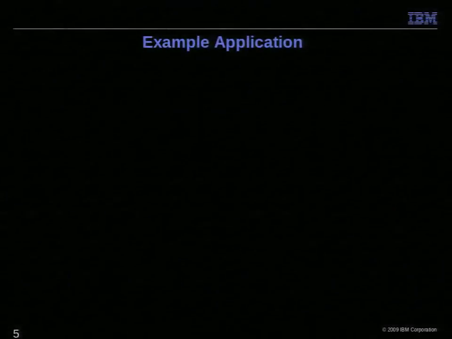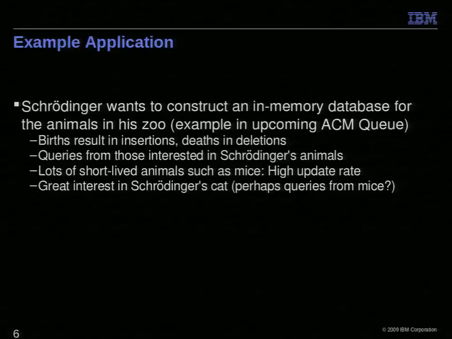So let's take a look at an example application. What we're going to do here is look at Schrödinger's zoo. He's got this zoo, and he wants an in-memory database to keep track of the animals in his zoo. For example, if an animal is born, that results in an insertion. You have to have a record in the database for the animal. If the animal dies, then you remove the record from the database. And he has a lot of short-lived animals, for example, mice. And so he has to be able to handle a very high update rate.